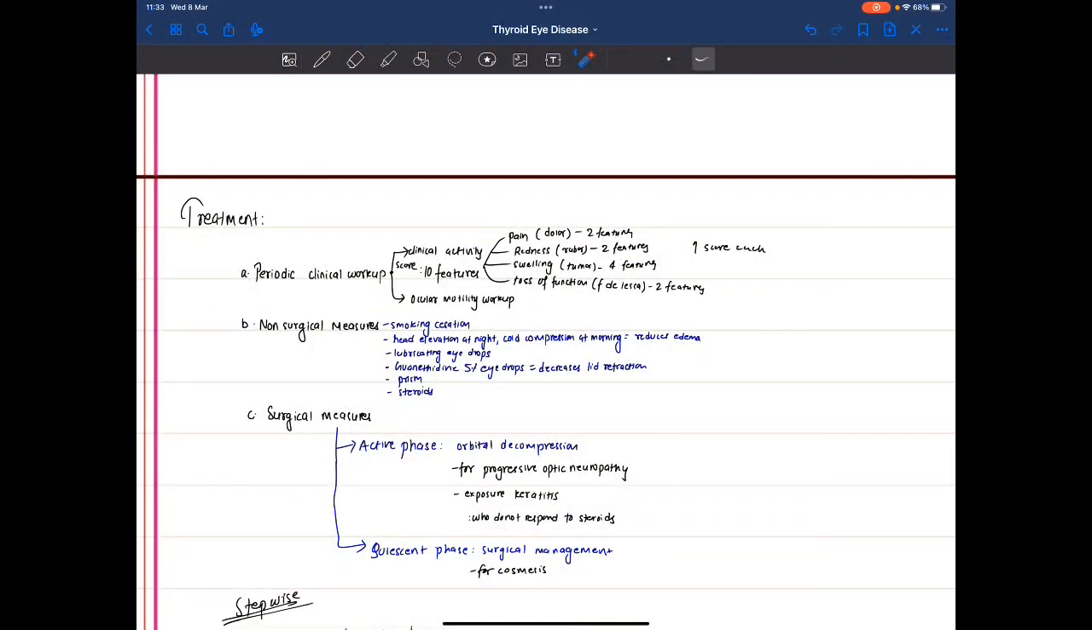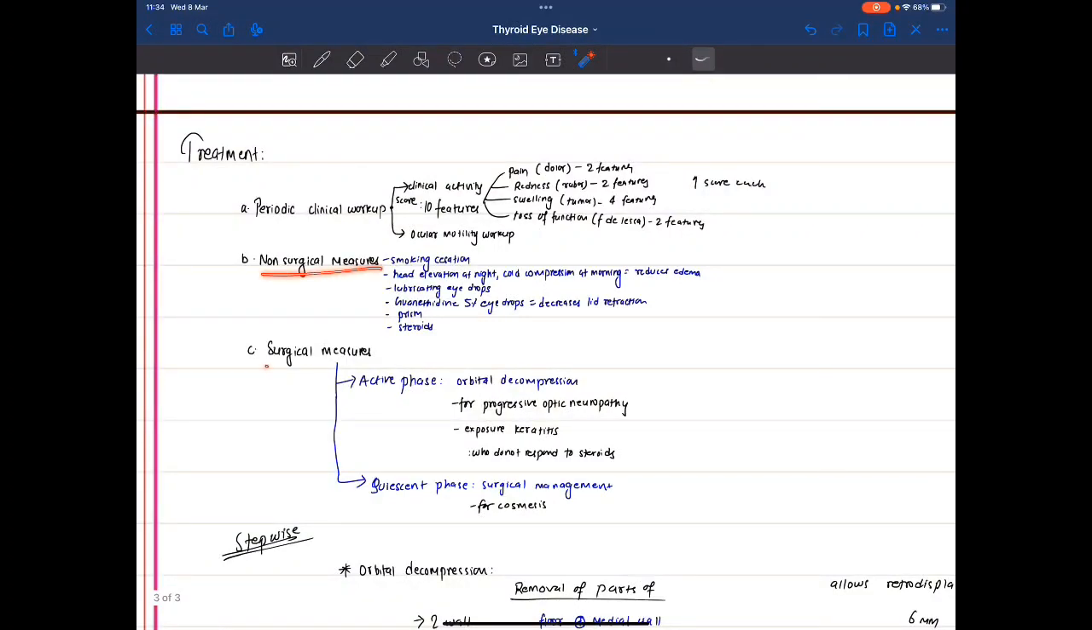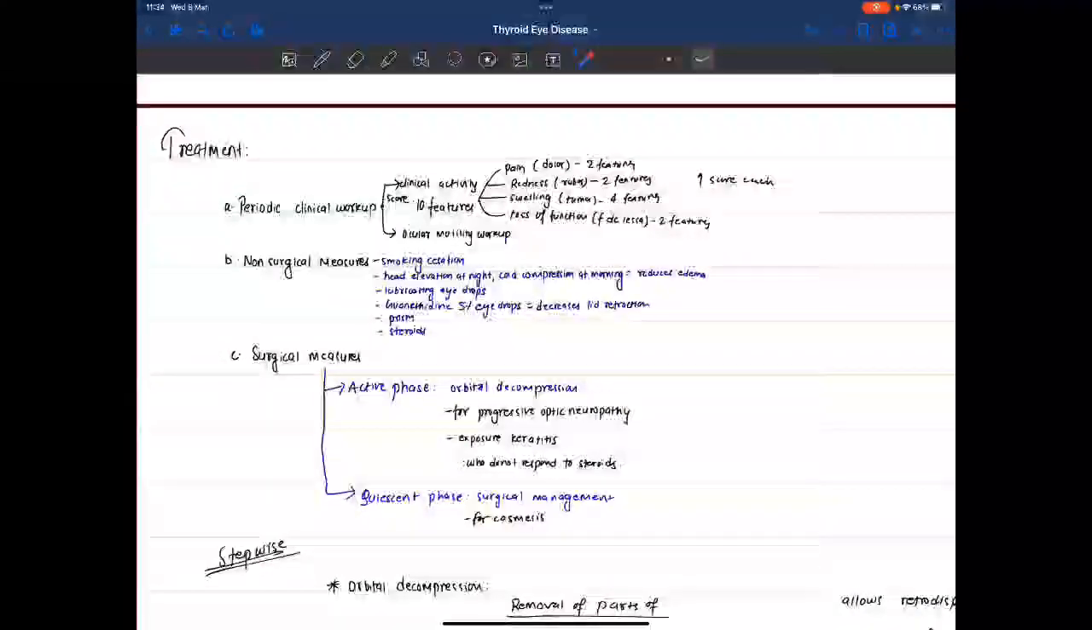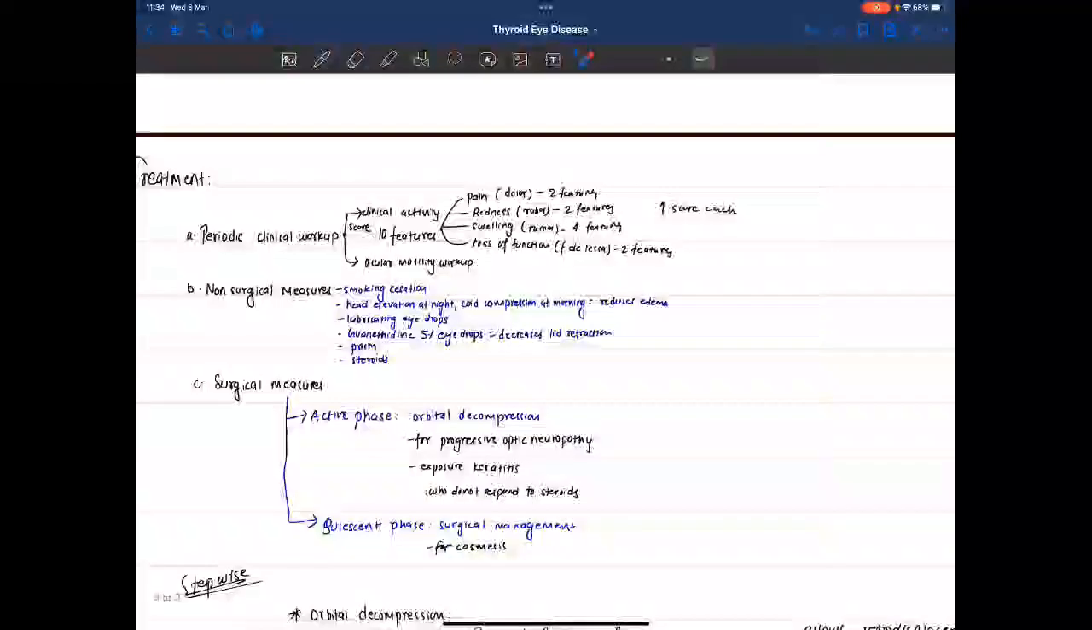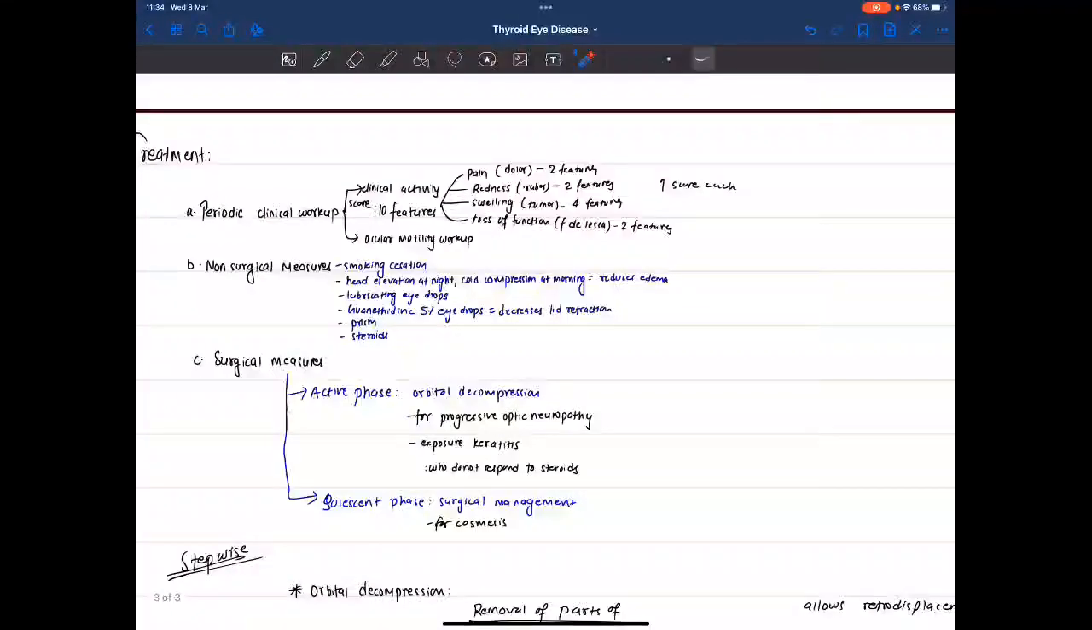So what is the treatment? Treatment modalities include periodic clinical workup, non-surgical measures and surgical measures. In the periodic clinical workup, you have to do clinical activity scoring. It has 10 features: dolor, rubor, tumor, functio laesa. These are the signs of inflammation. Pain has 2 features, redness has 2 features, swelling has 4 features and loss of function has 2 features. You give 1 score each and do the clinical activity scoring. Another is the ocular motility workup.